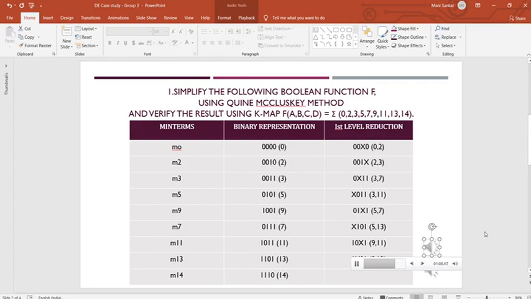After that binary representation we have to take the first level reduction. First level reduction means that, by considering the binary representation numbers, we have to consider the numbers which are similarly present in both rows, or the third rows, like this.